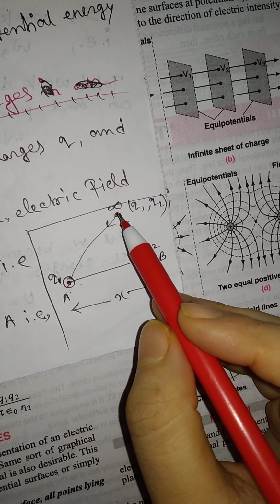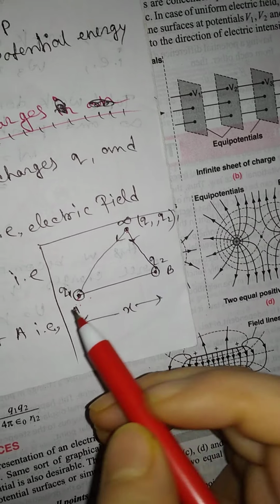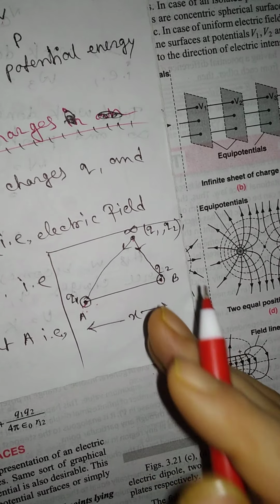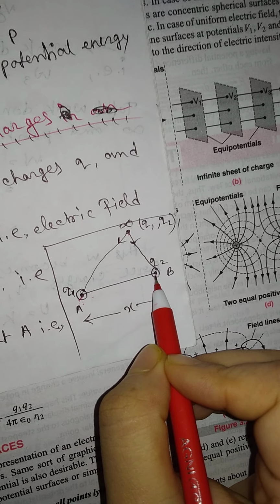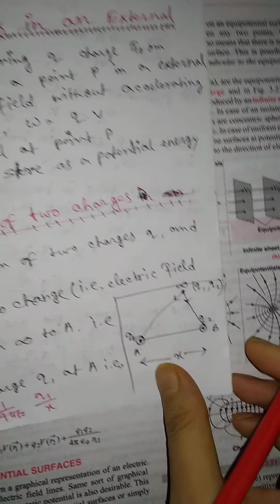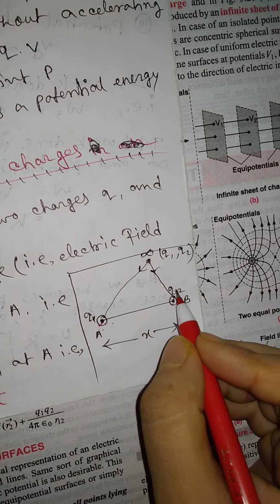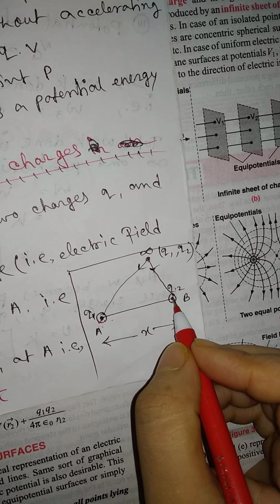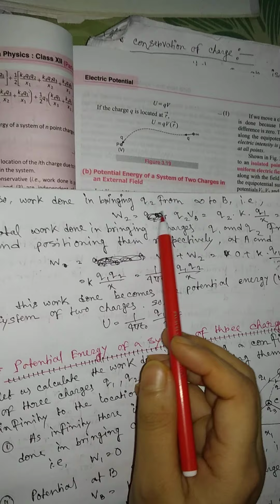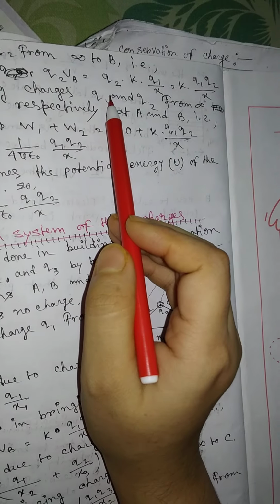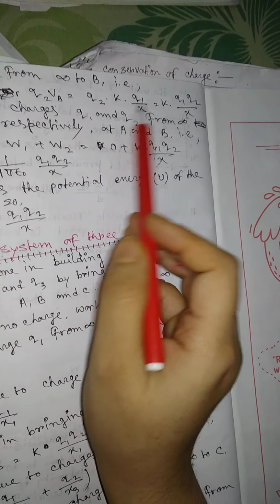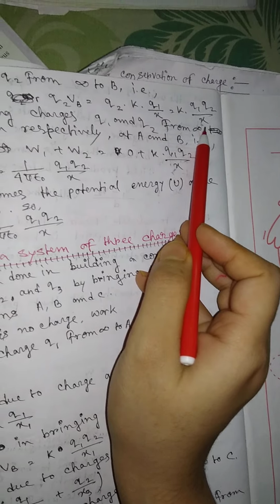bring another charge Q2 from infinity to point B in the presence of Q1 charge, then the work done to bring Q2 from infinity to point B in the presence of Q1 is W2 equals Q2, that means the test charge, into the potential at point B. That means W2 equals Q2 into V_B, that is Q2 into K into Q1 by x. So that means K into Q1 Q2 by x.